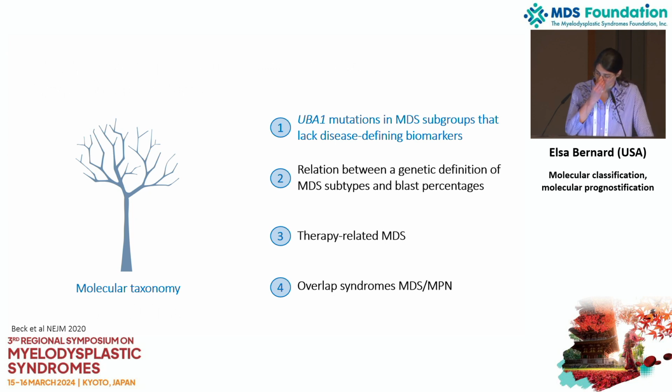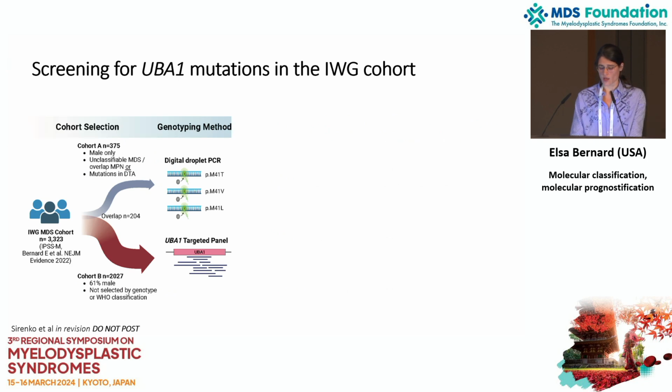So briefly, in a few slides, after the seminal study of Dr. Beck that we will be hearing this morning as well, that described the presence of UBA1 mutations in a new autoinflammatory syndrome called VEXAS, we decided to investigate for the presence of UBA1 mutations in the IWG cohort. And for this, UBA1 was not in the gene panel to start with.